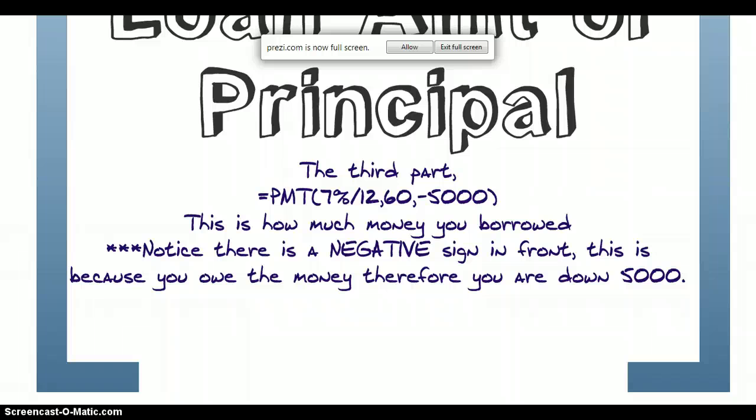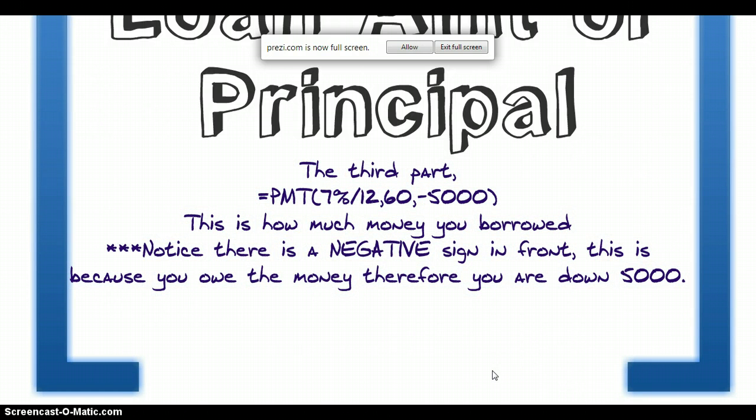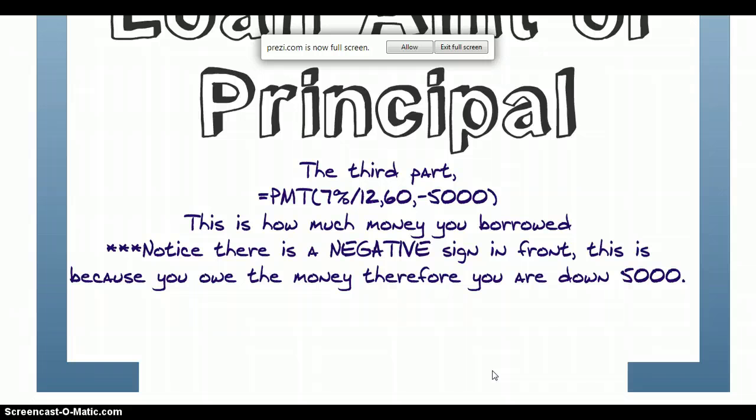But that wasn't your money. So we have to put a negative sign in front of that loan amount, because we have not paid them back yet. So you still owe them money. So you always put a negative in front of your loan amount. The next thing you want to make sure you don't do is put a comma in that 5,000. We only use the commas to separate the parts of the function.